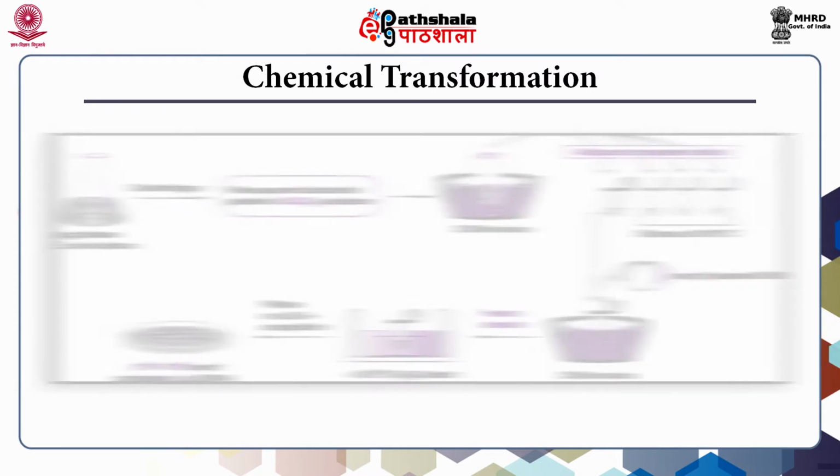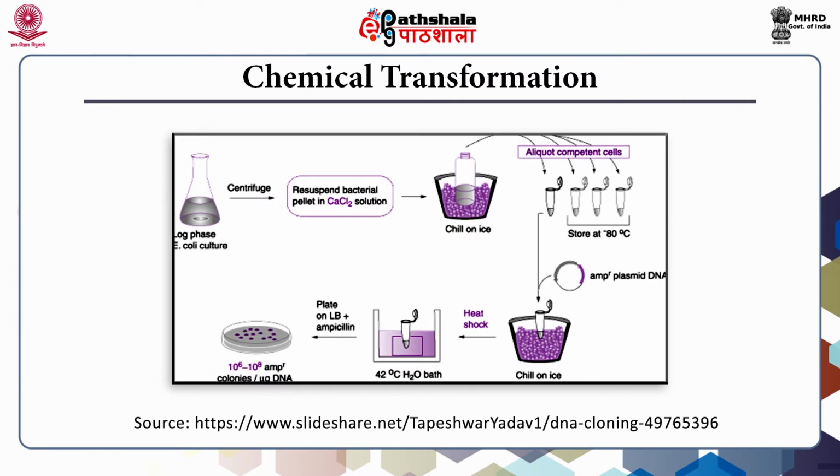Chemical transformation. This is one of the ways of transforming the ligated DNA into cells of interest. The log phase E. coli culture is centrifuged, resuspended in calcium chloride solution and chilled on ice. The chilled components are then aliquoted into Eppendorfs and stored at -80°C. Plasmid DNA is added into each Eppendorf, chilled on ice, followed by a heat shock at 42°C in a water bath. It is then plated on agar plates having ampicillin.